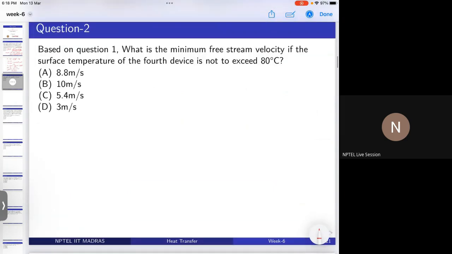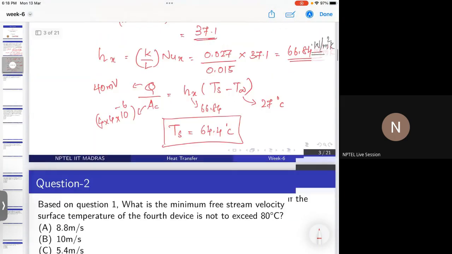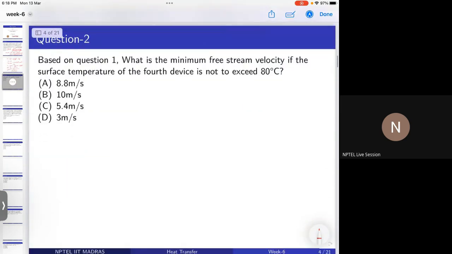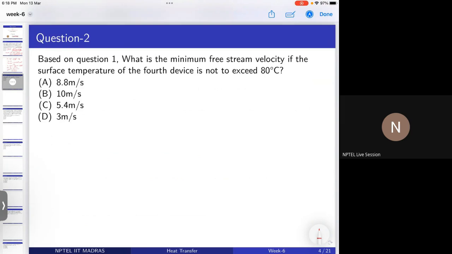So I will wait for 2 minutes. Just do the reverse of what we have done here. Okay, so you will get the Reynolds number. From the Reynolds number, you can easily find out the minimum velocity.